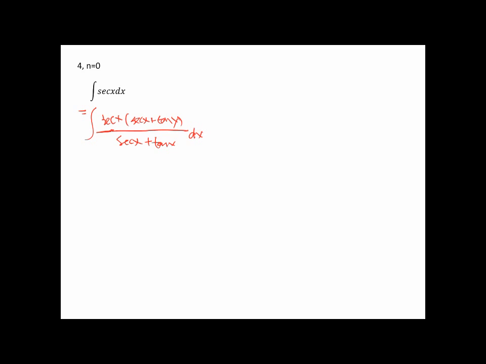I didn't change anything, because if I multiply by this part and divide by the same part, these two cancel into 1. So it's still secant x dx. But the purpose of doing this is that I want to bring the tangent in, as I mentioned before. So I multiply this in: secant x squared plus secant x tangent x over secant x plus tangent x dx.